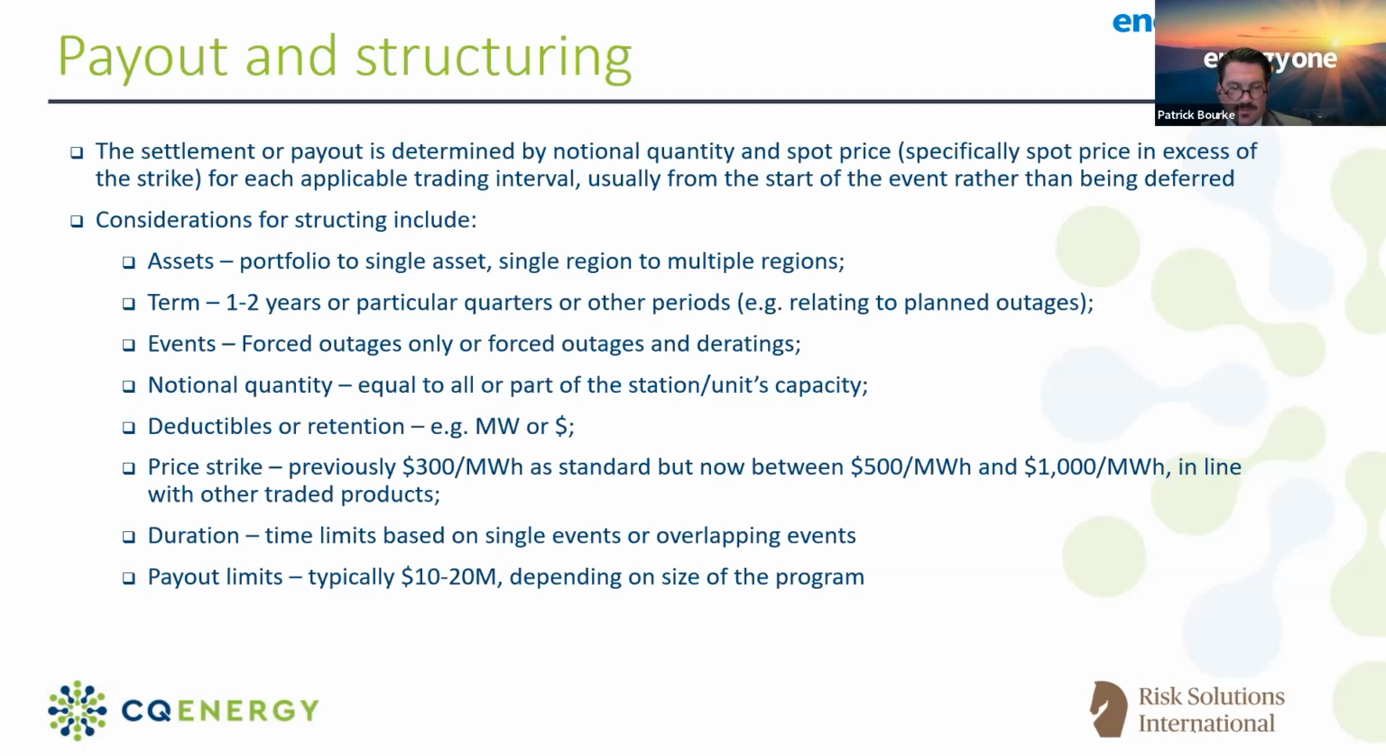There are time limits to events, so this can be based on single events or overlapping events. 7 to 14 days is common, but much longer is also possible. Again, emphasising those short, sharp events in the main and overlap with other cover that might be available through business interruption insurance. And then payout limits are typically between $10 and $20 million, depending on the size of the program. But again, pushing up in the current climate.